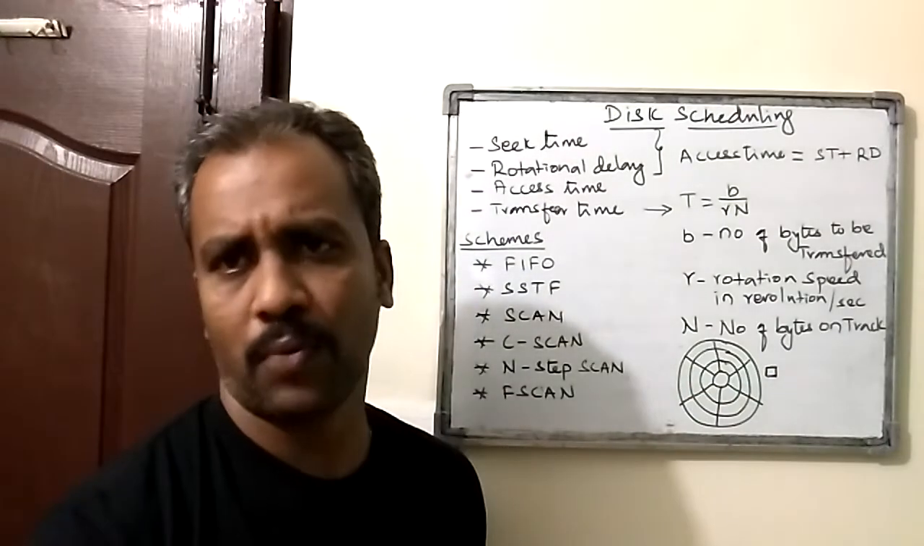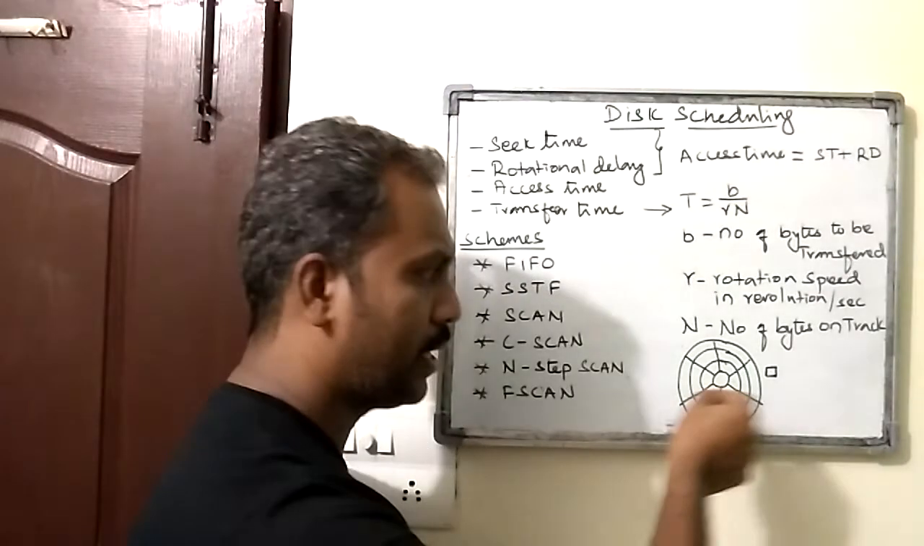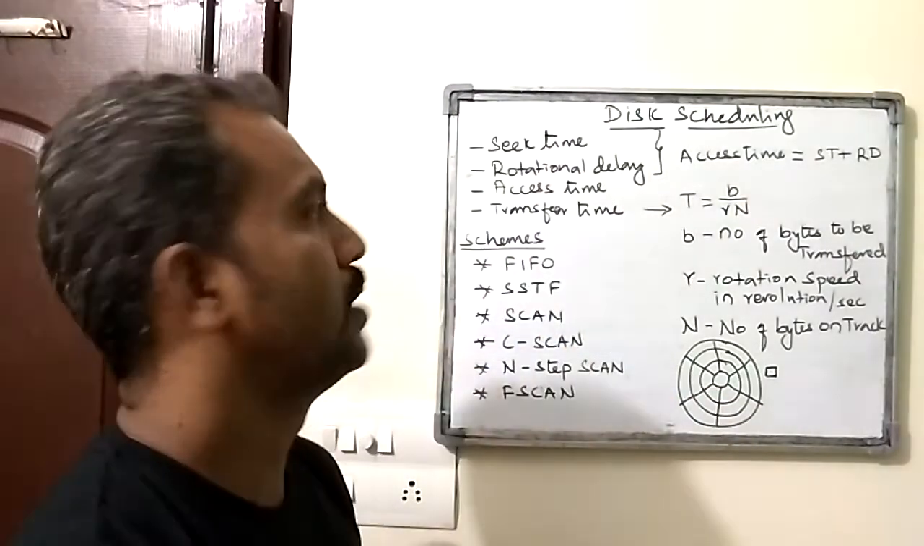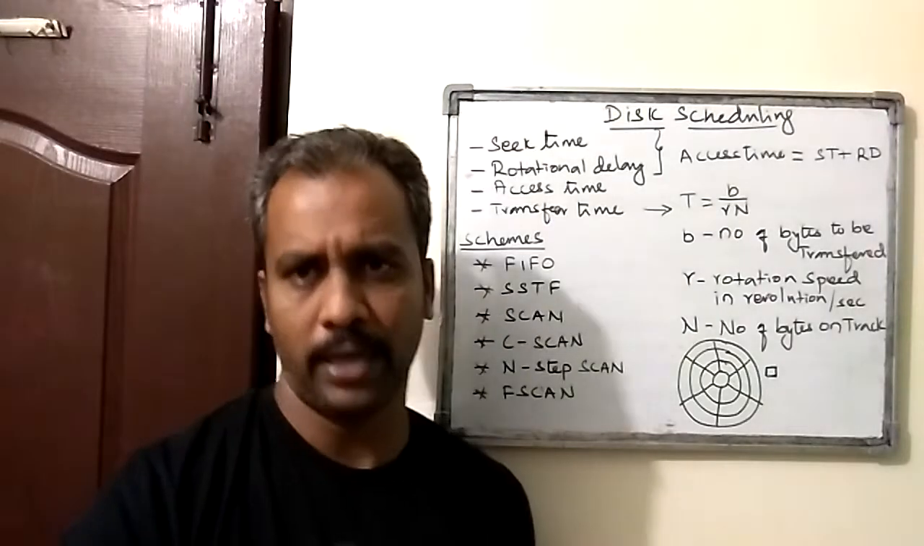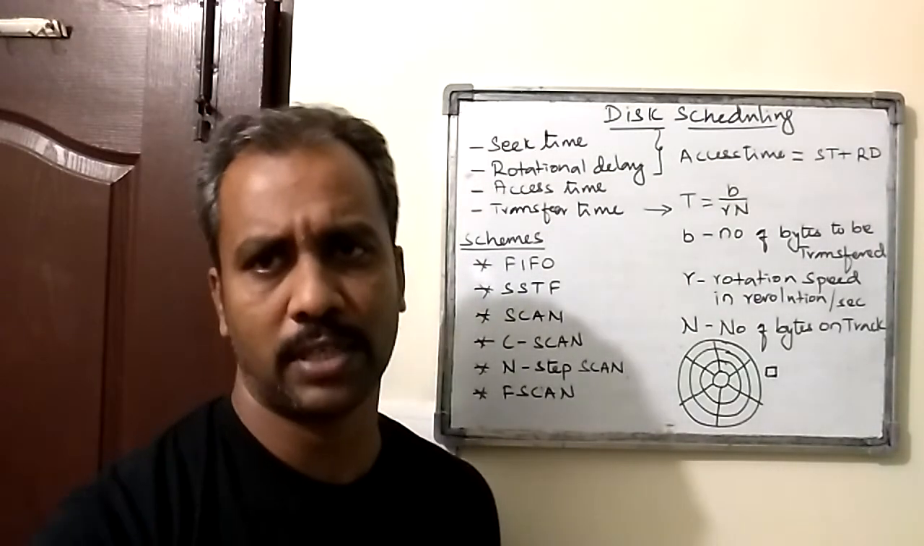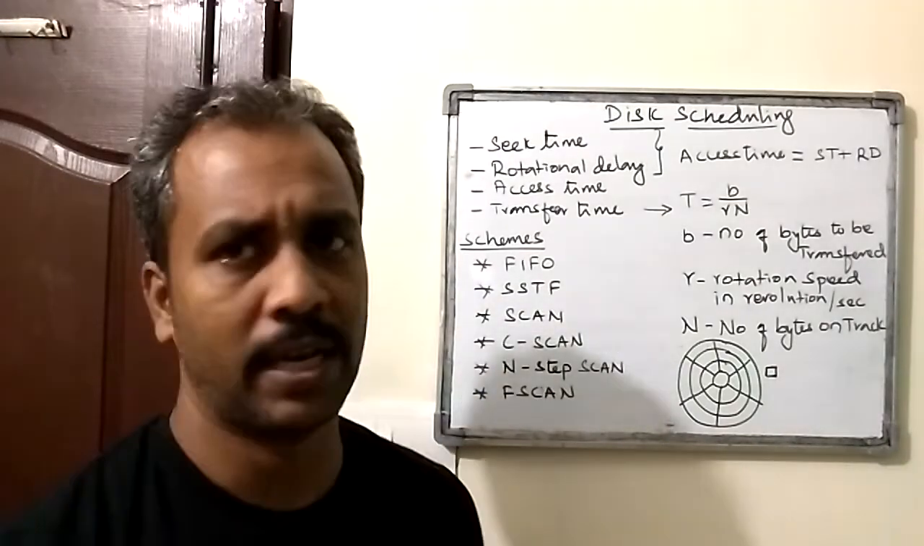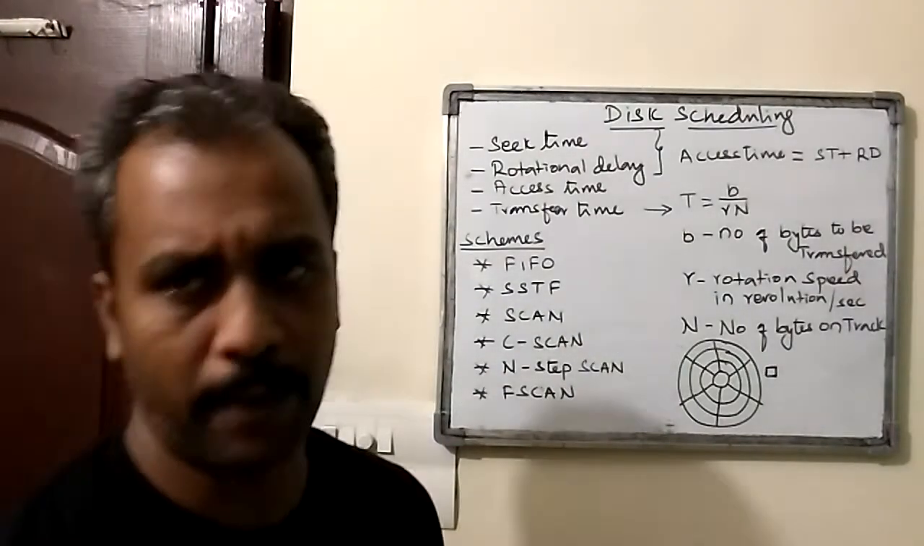The time required to place the head in the appropriate track is called seek time. It needs to find the appropriate track and position itself. So the time required to do so is seek time. And next is rotational delay.